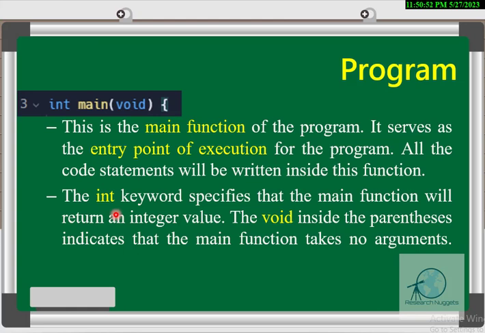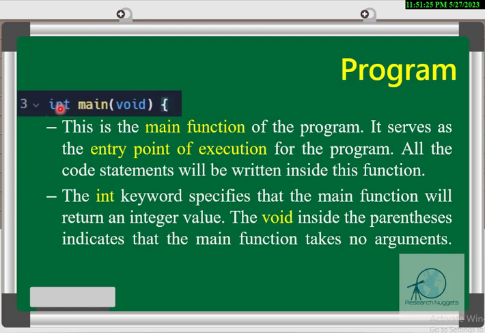The next statement is what we are having as the int main. This is where the execution of a program begins from. In other words, we say it's the entry point of the execution of our program. And therefore, all the code statements that we shall be writing, majorly, we shall be writing inside of this int main immediately after this opening curly bracket.